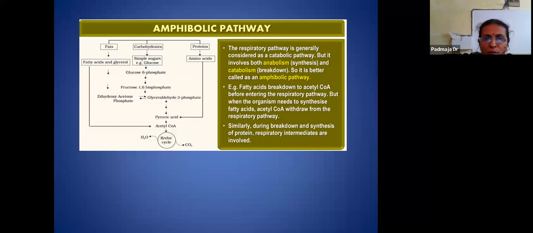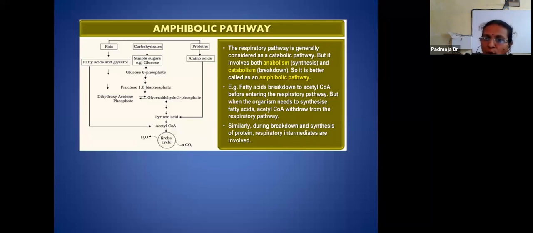And the end products of the proteins are the amino acids, and at last the amino acids come into pyruvic acid. Again, the same cycle will be continued here. Now the respiration pathway is generally considered as the catabolic pathway. That means the breaking of these food substrates takes place in presence of oxygen, so complex molecules give rise to simple molecules. So this metabolic system is called the catabolic pathway.